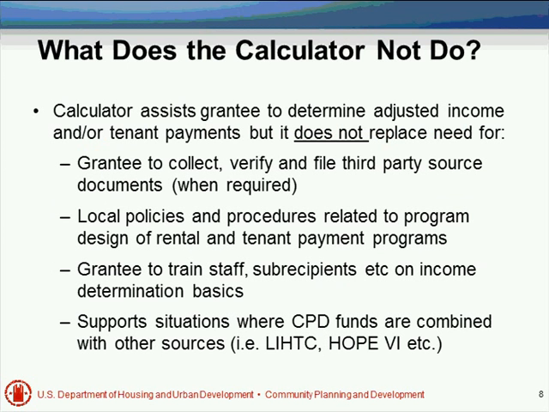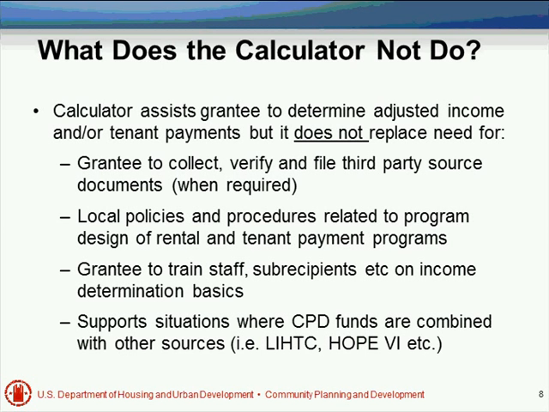So what does the calculator not do? While the calculator is going to help you with math, it is not going to take the place of your collection of applications, your collection of documents, such as third-party or source documents. It might be a pay stub. All of those things you're collecting locally when it's required, okay? And the calculator doesn't store any of these items either.